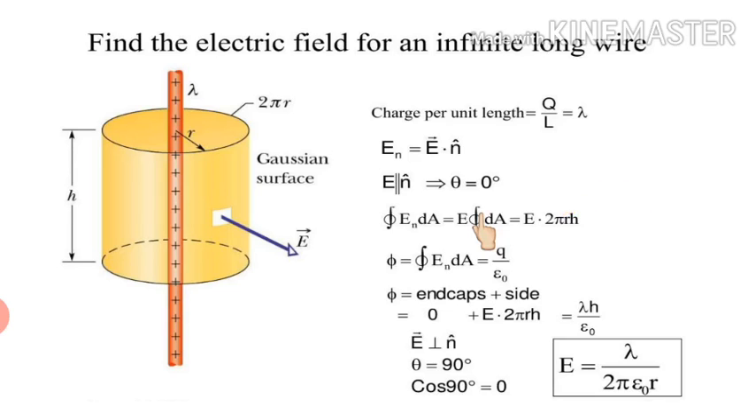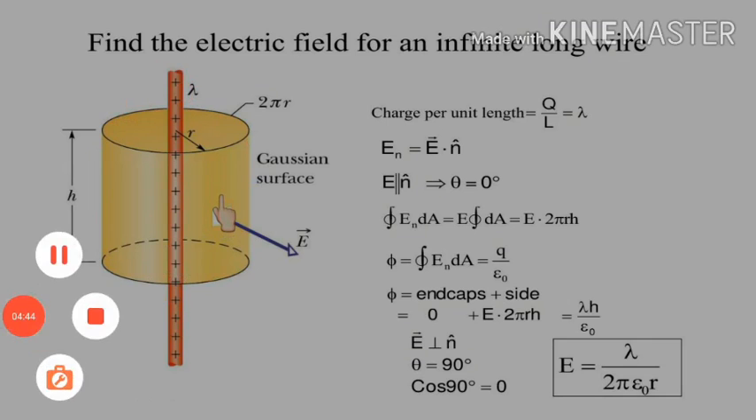Okay, now we need to discuss the application of Gauss law. This is the first application: how to find the electric field for an infinite long wire which is positively charged. I have told you that whenever we talk about Gauss law, we have to consider one Gaussian surface. For this we have considered what? A cylinder.